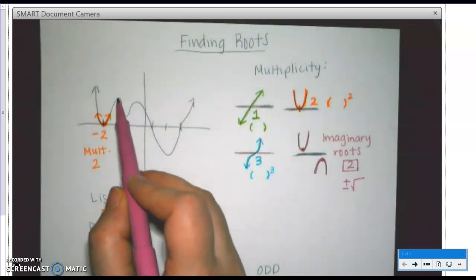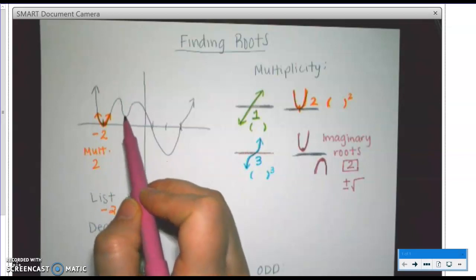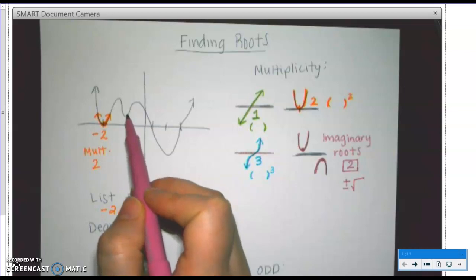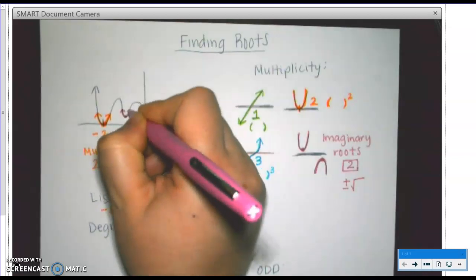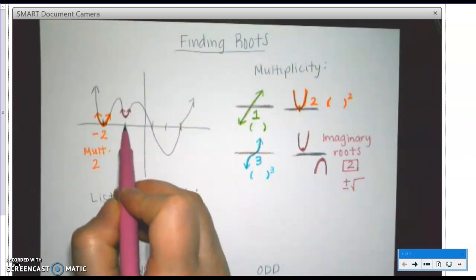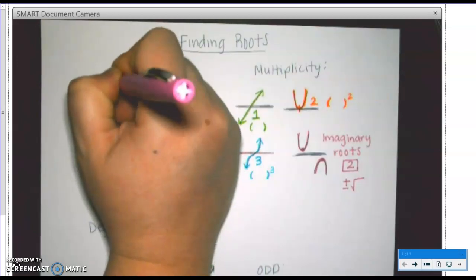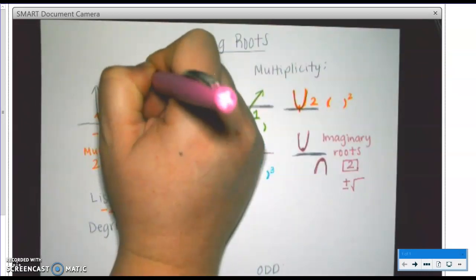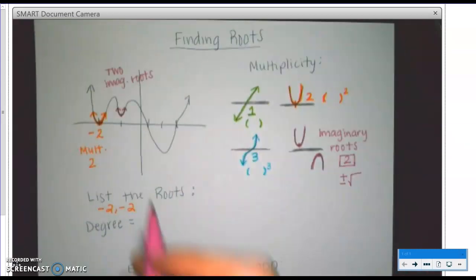That vertex means nothing because there's nothing above it. But this vertex does mean something. This vertex could have potentially gone to the x-axis, but it fell short. So I have that parabola shape going towards the x-axis, but not reaching the x-axis. So at this point, there are 2 imaginary roots.